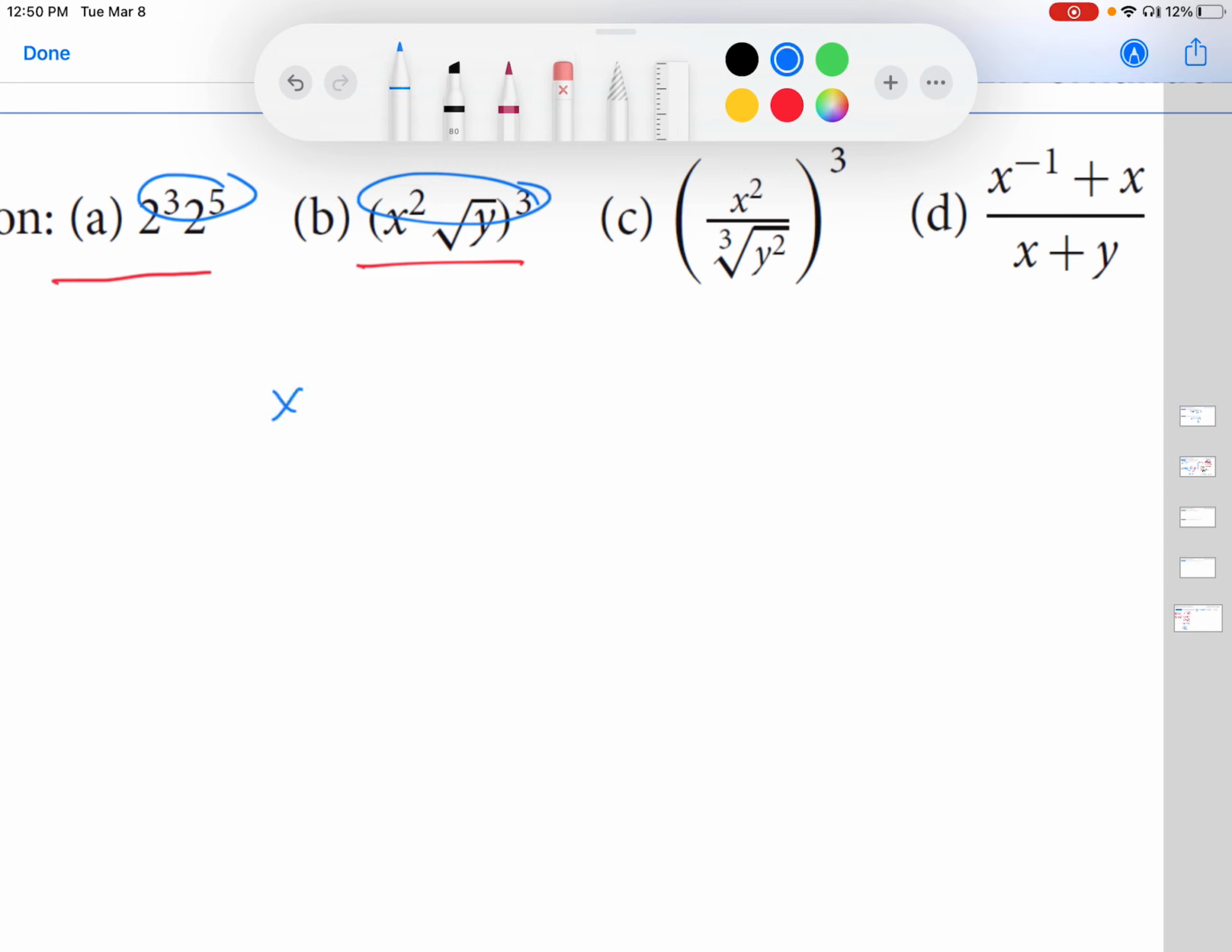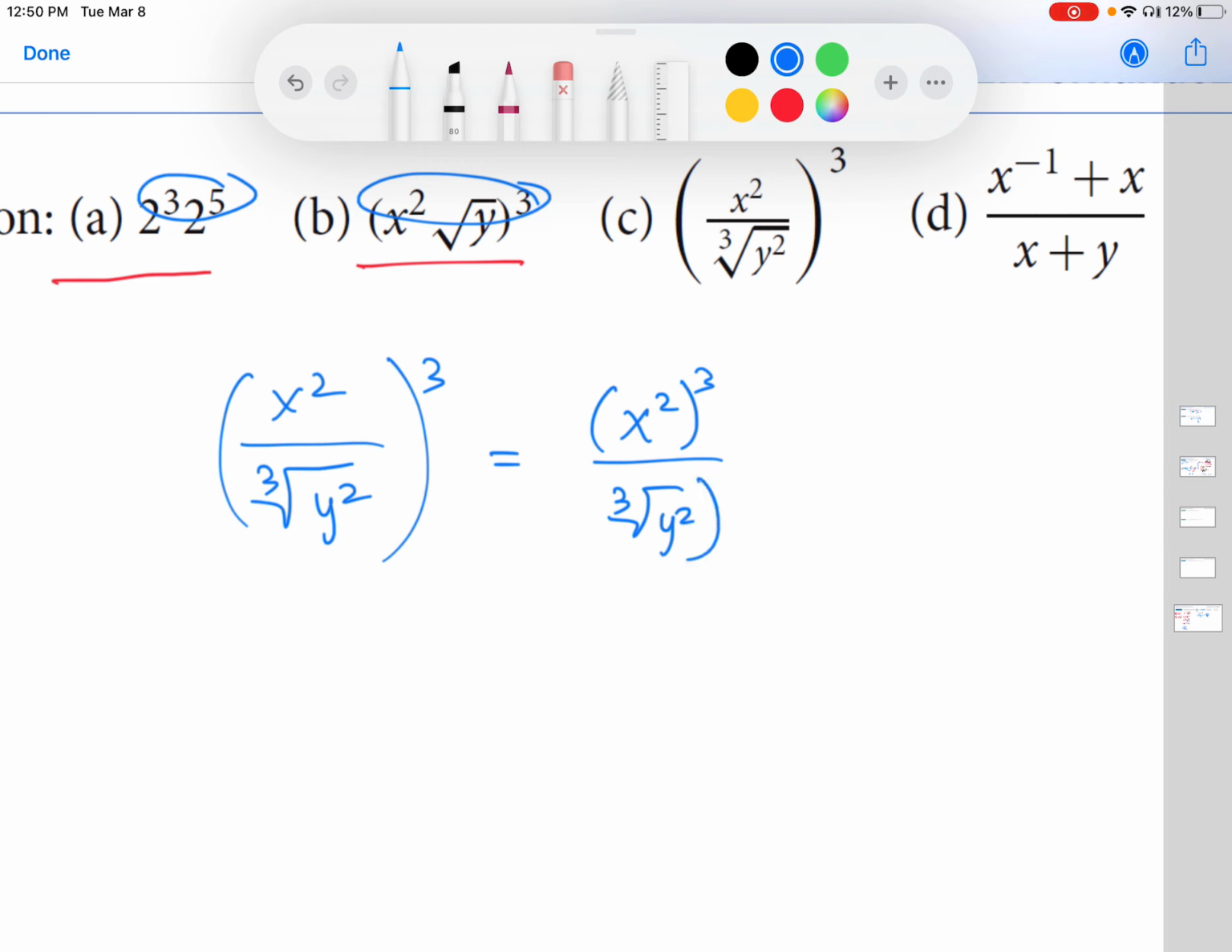We have x squared over the third root of y squared, and we are going to cube all of this. The first thing to know here is that one of the rules of exponents says that when you are raising a fraction to a power, you raise the numerator and the denominator of the fraction to the same power. So we are now going to do this as our first step. From here you have various options. We'll just do the numerator.